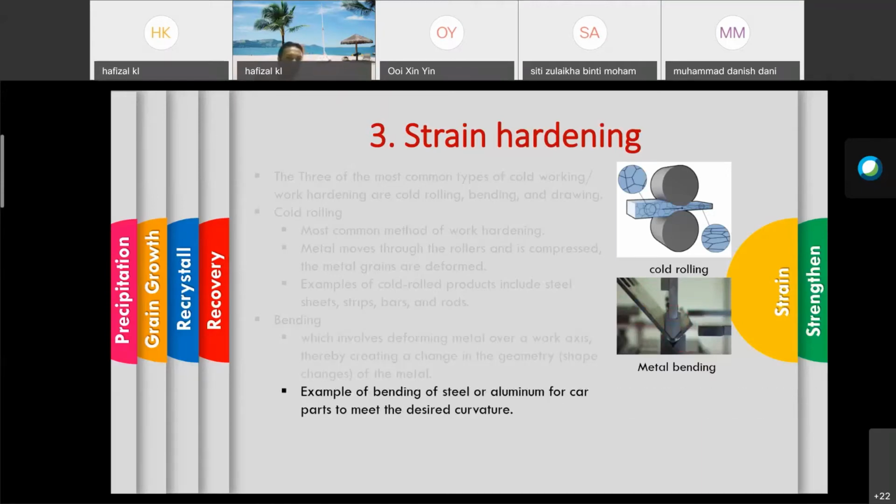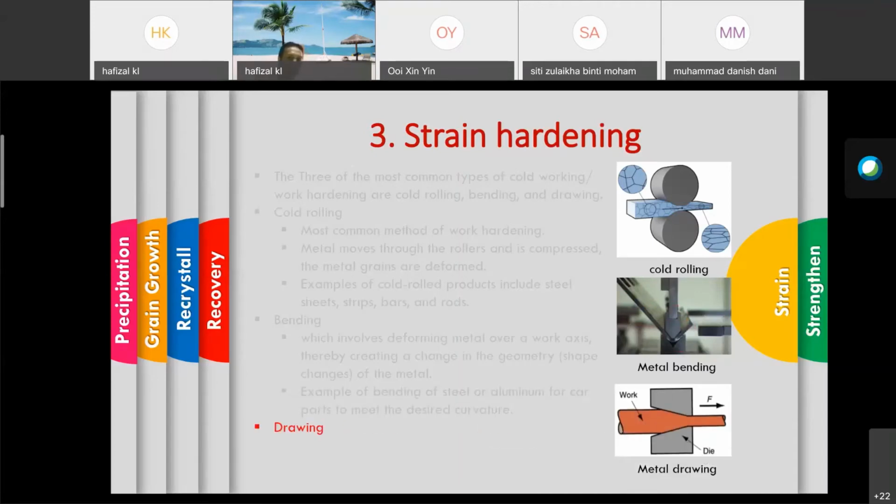Okay. So an example of this is steel or aluminium for car parts. We want to produce a certain shape of car part, like a bonnet or a door. And finally, we have the drawing process, whereby the original shape is something like this, and finally we can see a different shape at a different diameter.